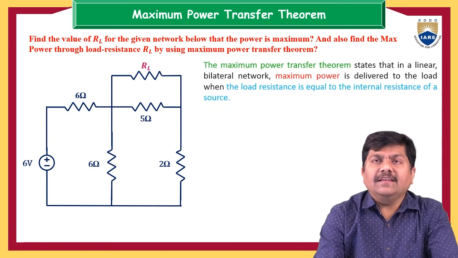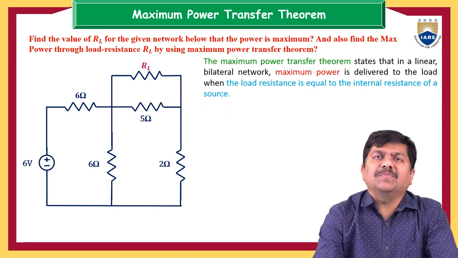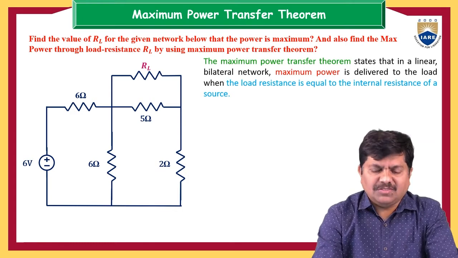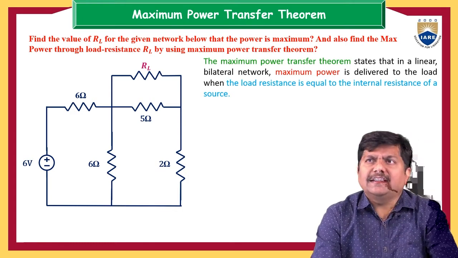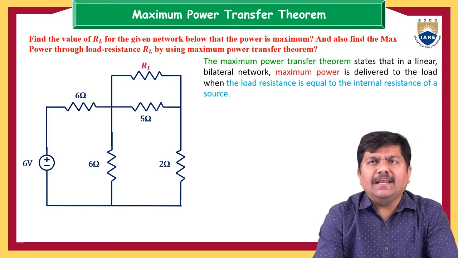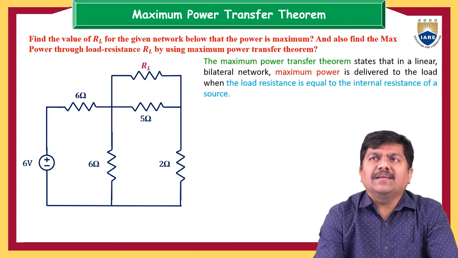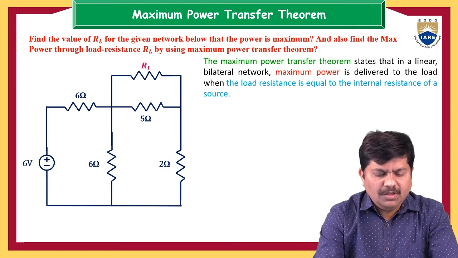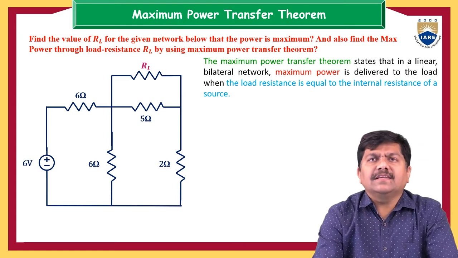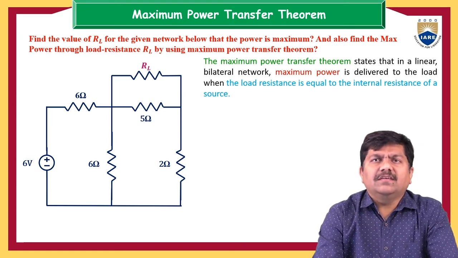Again, let me recollect the statement of the maximum power transfer theorem. It states that in a linear bilateral network, maximum power is delivered to the load when the load resistance is equal to the internal resistance of the source. The source here is the 6 volt voltage source. Now, that voltage source you have to represent equivalently with its internal resistance.